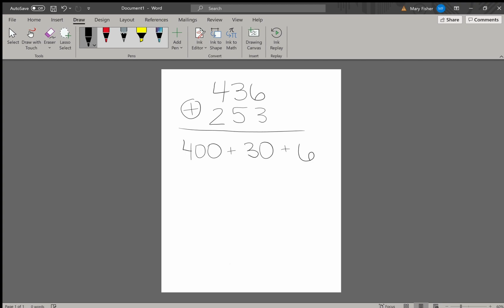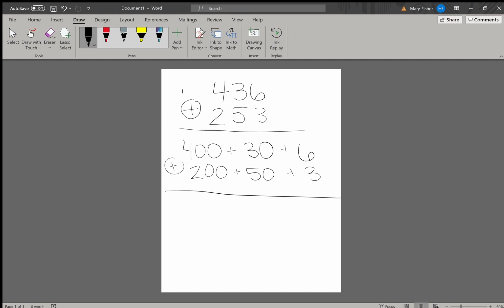I see again it's an addition problem. And now I'm going to add two hundreds, five tens, and three ones. I have my equal sign line, and now I can add starting in my ones place.